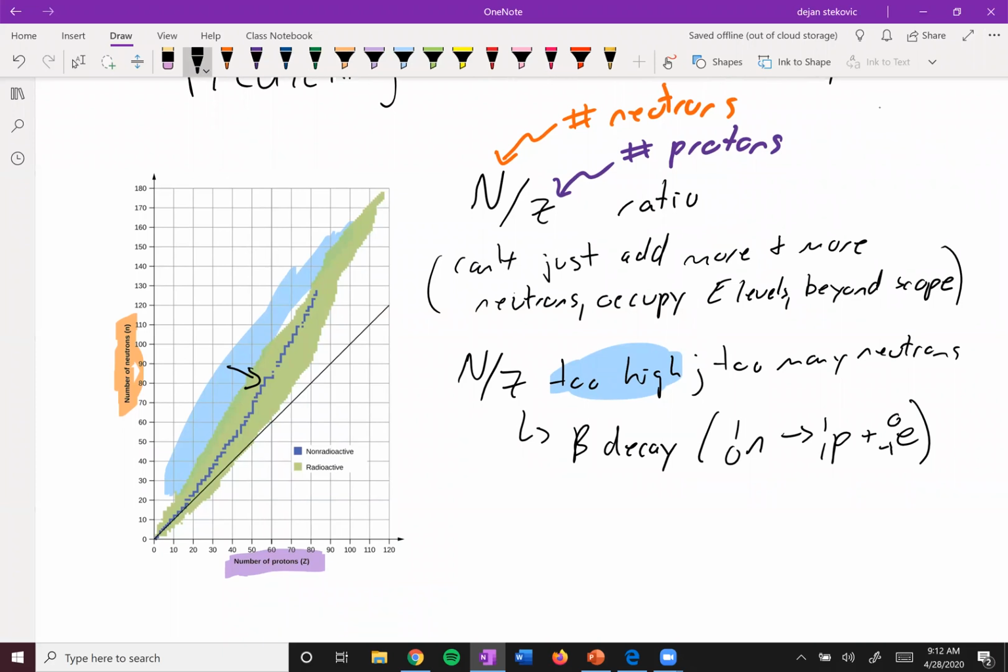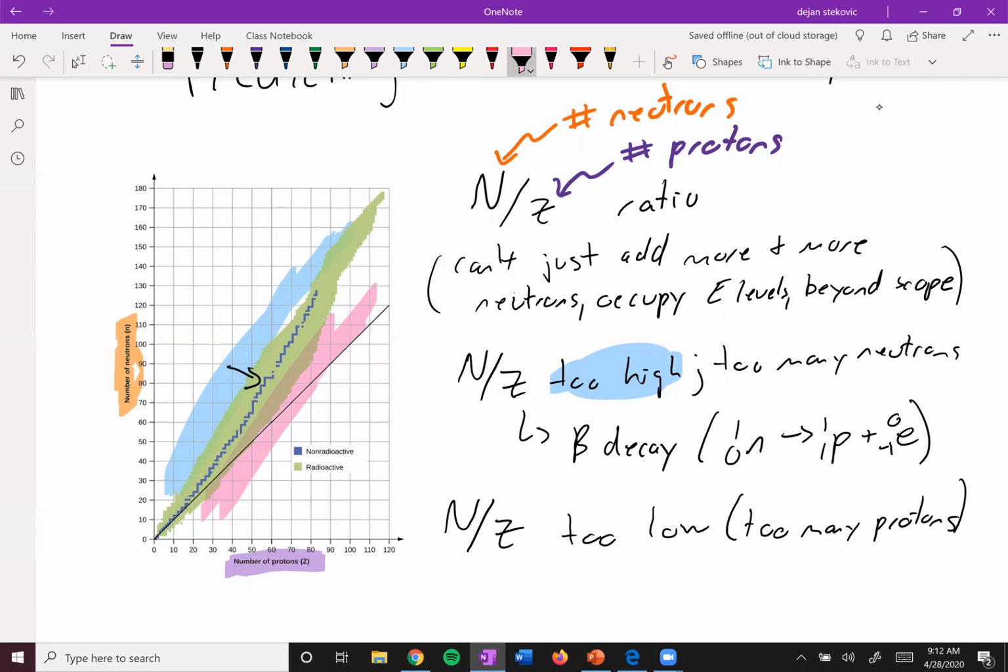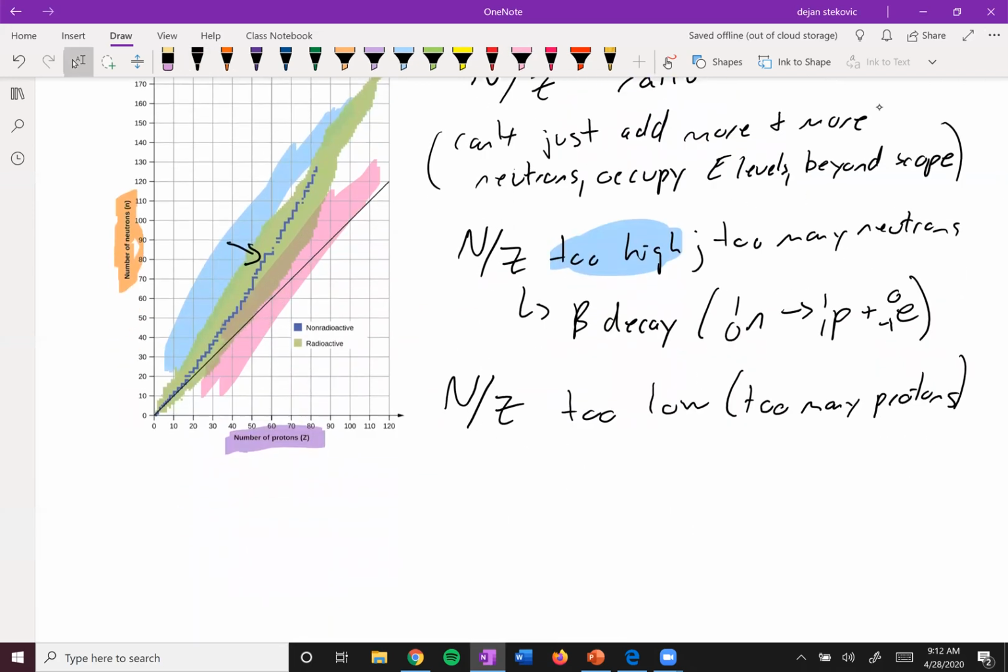And then the other consideration is your N to Z ratio is too low. So that's too many protons. So that's going to be somewhere over here. And if we're in that direction, we're going to want to do one of two things. We're either going to do positron emission, so turning a proton into a neutron, or electron capture. Those are the two things you're going to want to undergo to, again, go back to this kind of blue line of stability.